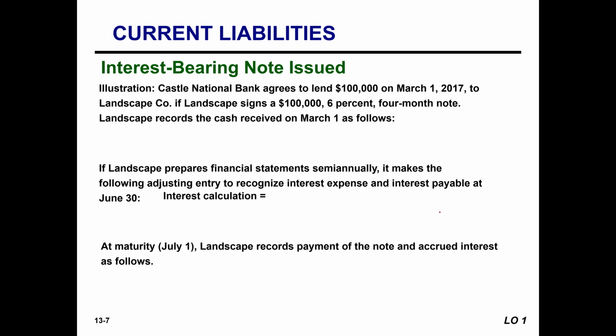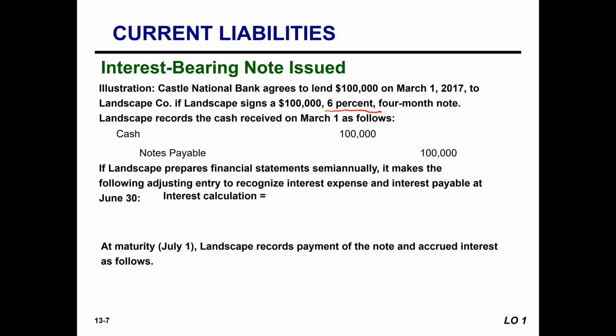Okay, so here's our example. It says Castle National Bank agrees to lend $100,000 on March 1, 2017 to Landscape Company. If Landscape signs a $100,000, 6%, 4-month note, the interest rate is explicitly stated, right? Landscape records the cash received on March 1 as follows. We take out a loan, so cash goes up, but now we also owe, so notes payable is going up as well, right? So we're debiting cash, crediting notes payable.